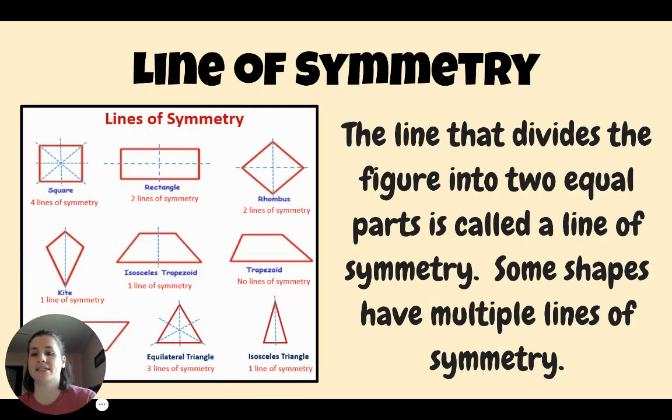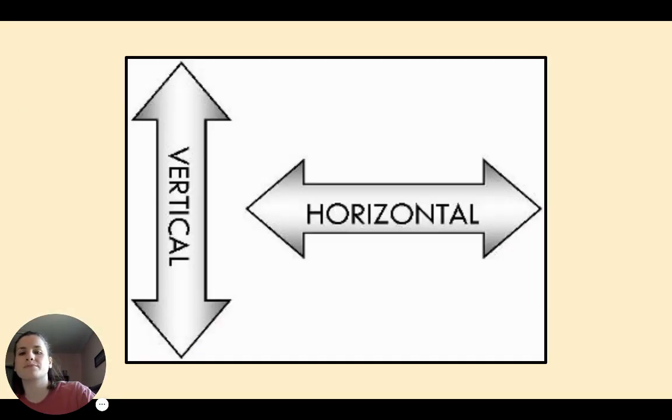A line of symmetry is the actual line that divides the figure into 2 or more equal parts. Well, technically it's 2 parts, but you could have multiple lines of symmetry, if that makes sense. Like that says, some shapes have multiple lines of symmetry. Like you can see a square has 4, a rectangle only 2, an isosceles triangle only has 2. It just depends on the shape that you are looking at.